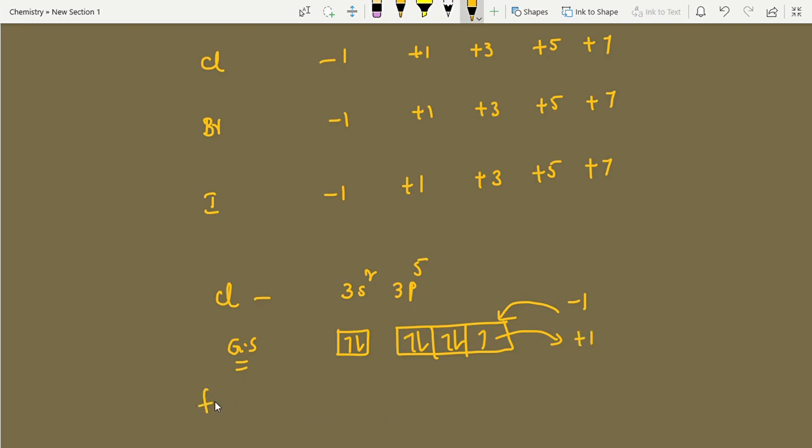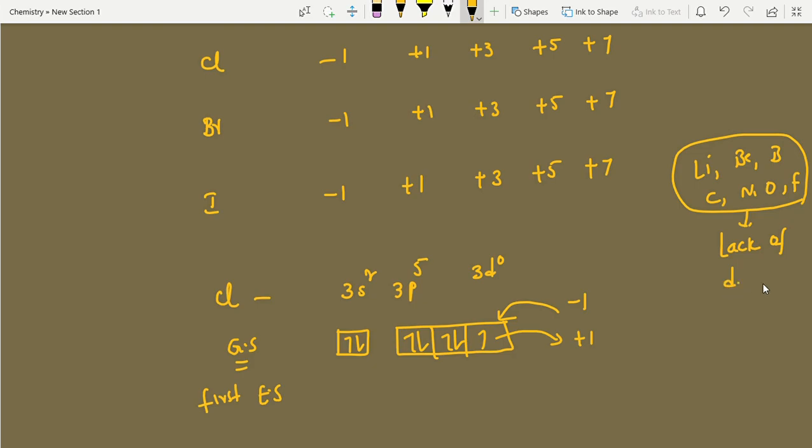First excited state: 3d is available. But second period elements lack d orbitals. Nitrogen, oxygen, fluorine, lithium, any second period element you can take: lithium, beryllium, boron, carbon, nitrogen, oxygen, fluorine. In all these cases, fluorine in particular does not show more than one oxidation state. Reason: lack of d orbitals.